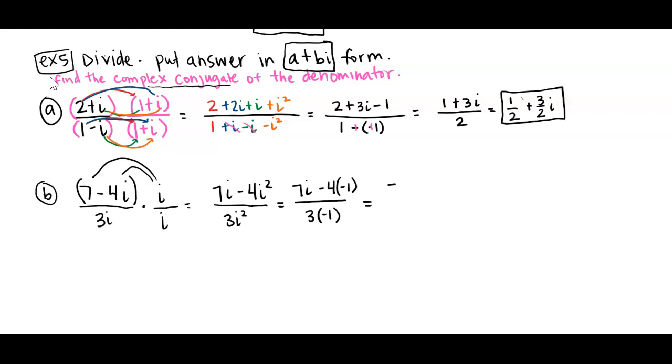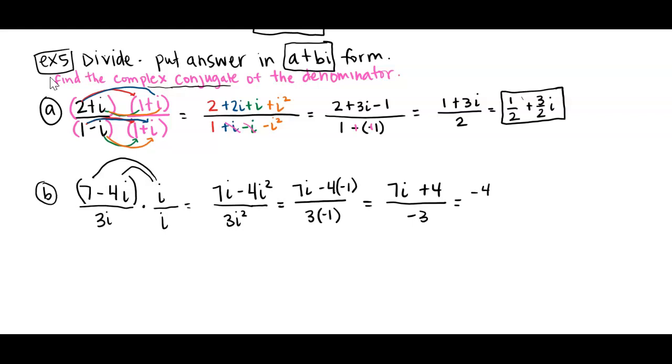So then that gives me on the top 7i plus 4, and then on the bottom, just -3. So again, kind of like we did up here, we can't leave it in this form. We need to divide both parts by the -3 on that. So that's going to give me negative. Well, I want to make sure I have it in my a plus bi form. So I'm actually going to put this first, right?